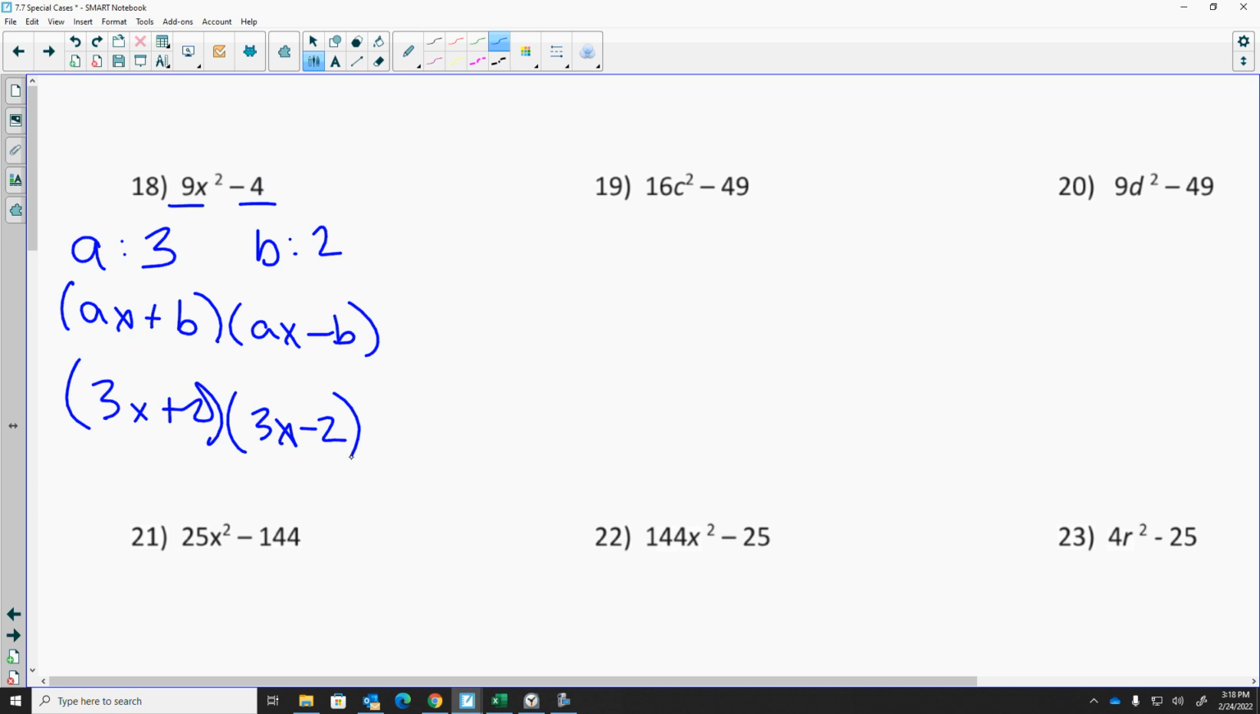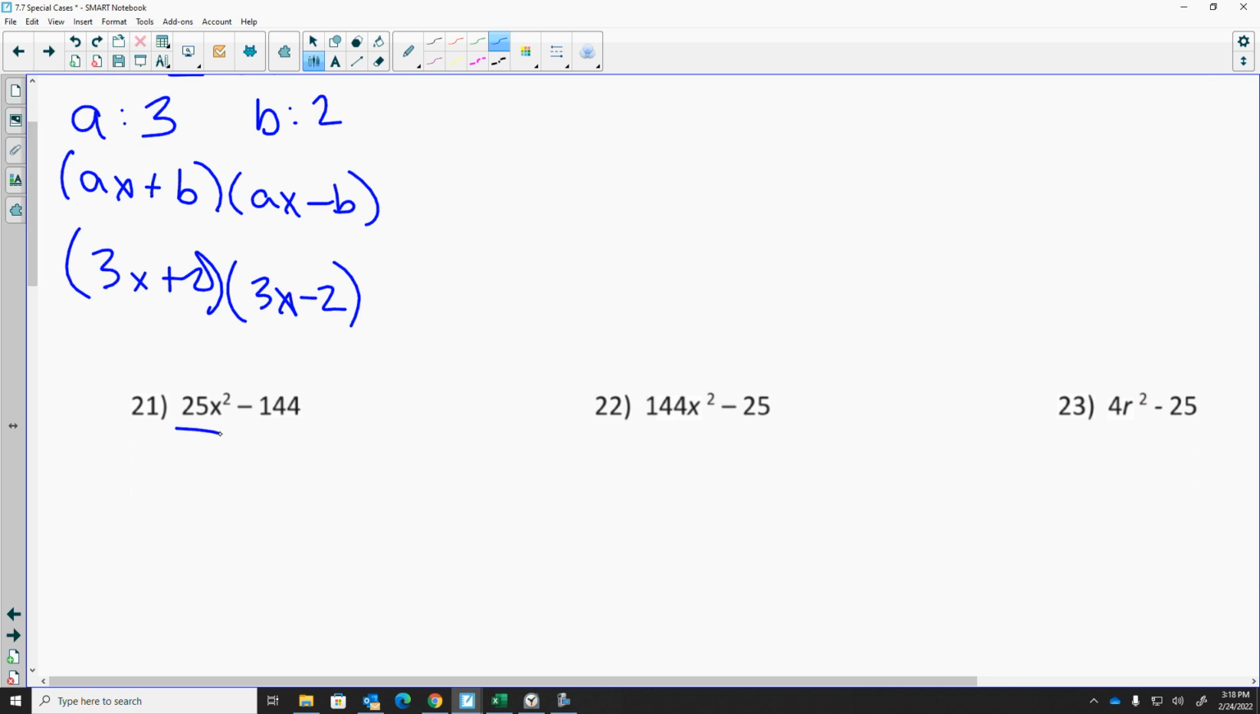Okay, let's do another one real quick. What about, let's do this one. What's the square root of 25? And what's the square root of 144? So how does it factor?